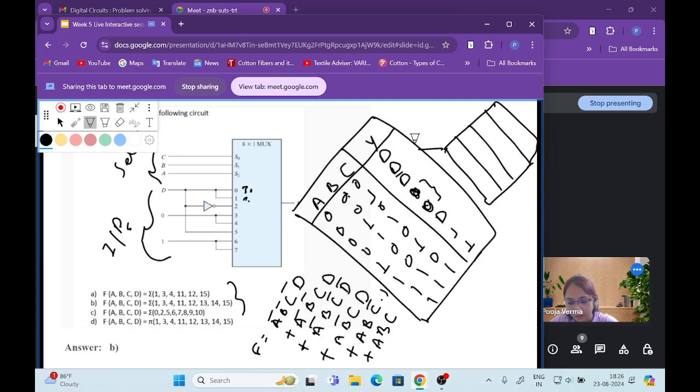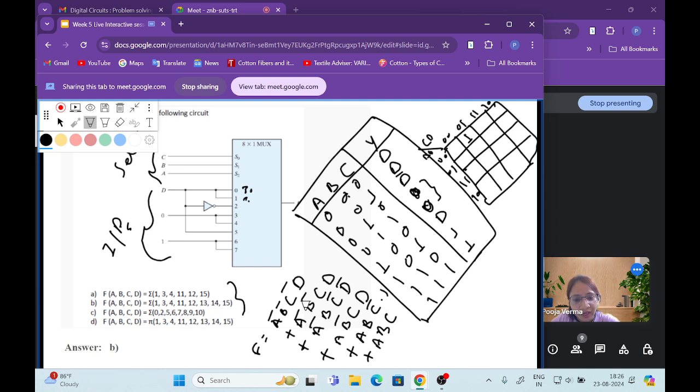Here let's see, AB this side and CD this side. Okay, so it is 0 0, 0 1, 1 1 and 1 0. It is also 0 0, 0 1, 1 1, 1 0. So the first term is A dash, B dash, C dash and D. So A dash, B dash is this row, right? And C dash D will be this one. So here we have to put 1.